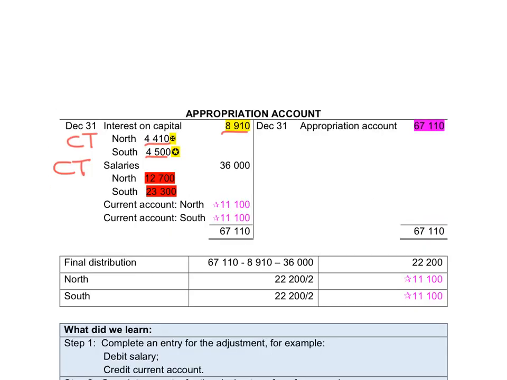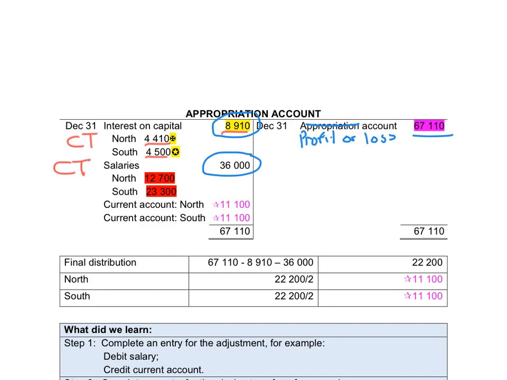The profit for the year was given as 67,110, and this was transferred from your profit and loss account. So that means that the profit and loss account was debited and the appropriation account was credited. Out of this 67,110, we took 8,910 for interest and 36,000 for salaries.